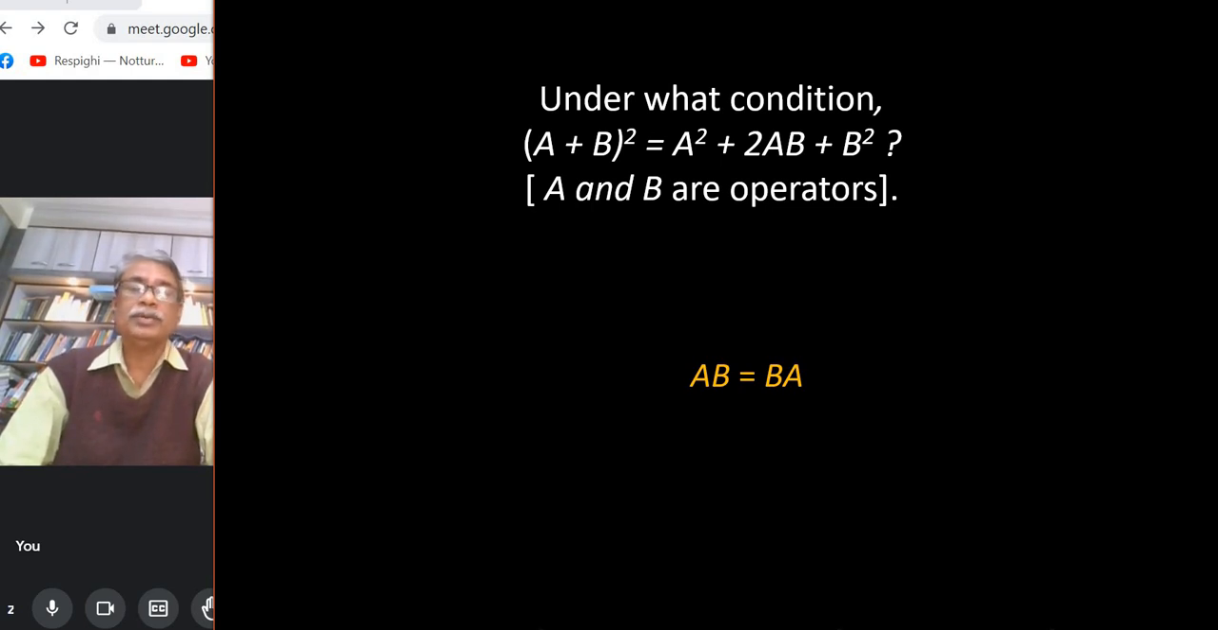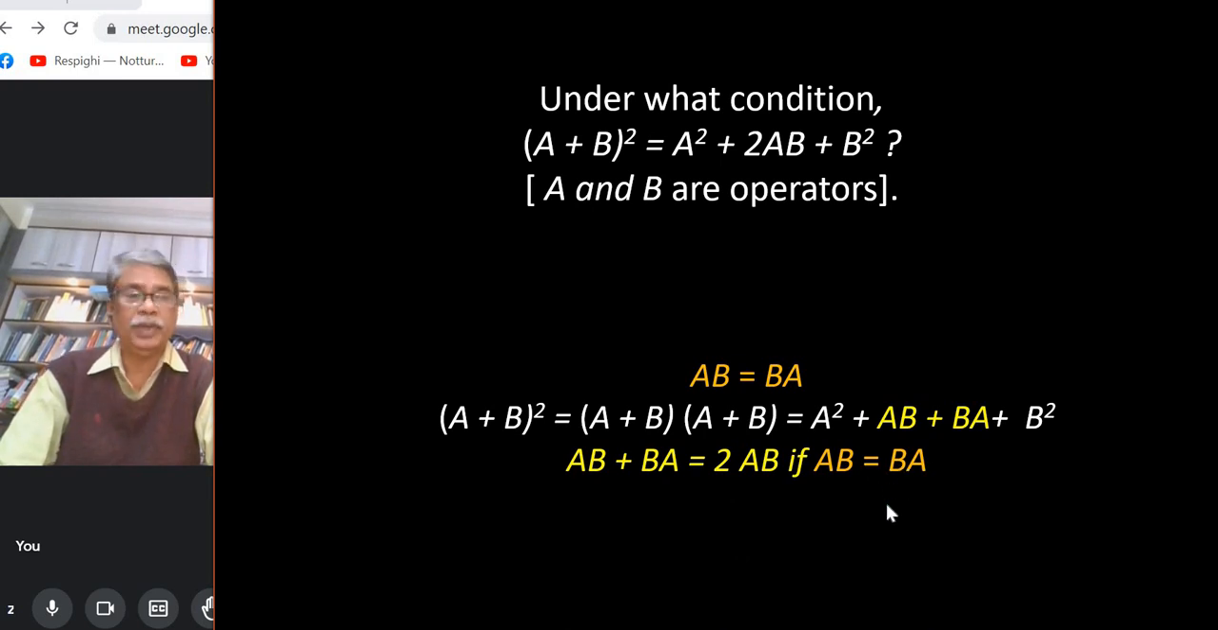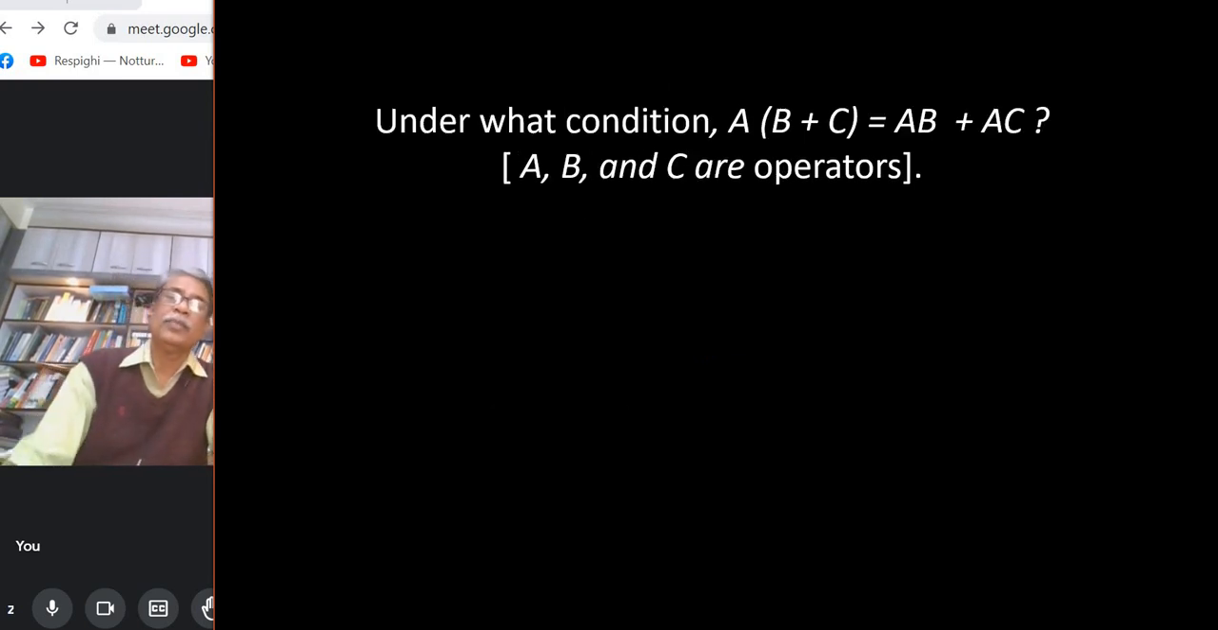And how do we get the answer? (A+B) squared is not just the formula A squared plus 2AB plus B squared, rather it is the product of (A+B) and (A+B). So if you multiply, A squared, then AB, then BA, then B squared. So if I want to write AB and BA as 2AB, then that must include the condition that AB and BA must be the same. Then we can of course write A squared plus 2AB plus B squared.